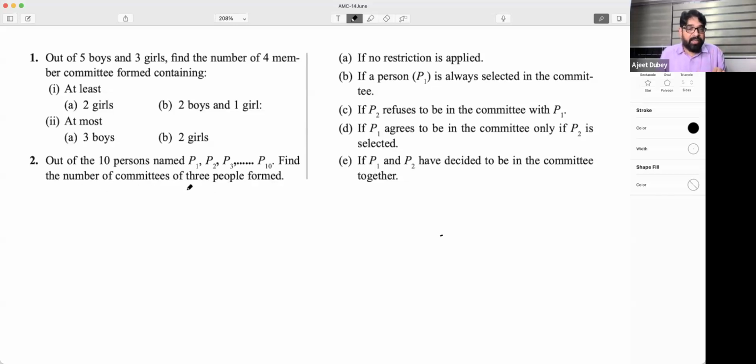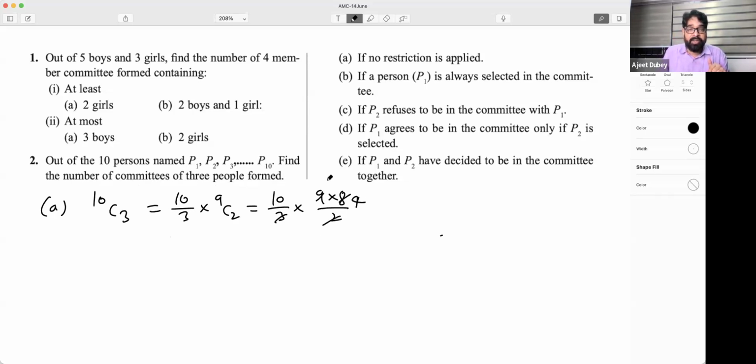10 people are given. Find the number of committees of 3 people. It means I want 3 people out of 10 people, and all 10 are different people. So first bit, very simple, no restriction. I will say 10C3. The value is 10 by 3 into 9C2, which is 9 into 8 by 2. So this will be 120.